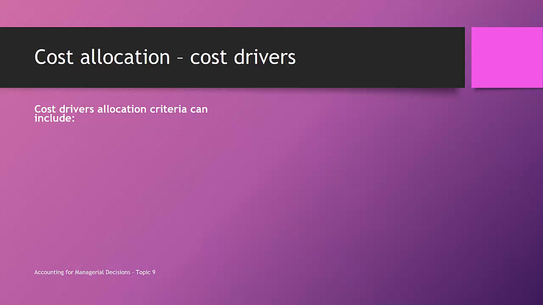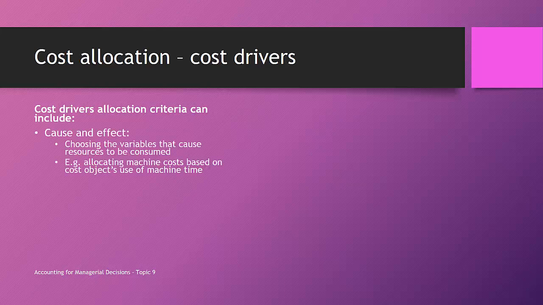So, cost driver allocation criteria. How do we actually figure out what drivers to use? Cause and effect. That's choosing the variable that causes resources to be consumed. So if we're thinking about electricity, and electricity powers machines, it would make sense that the driver allocation would be using something to do with machine time. The more the machine is used and turned on, the more electricity it uses. It makes sense, and I'm not an engineer, I'm just going to go with that because it seems logical.